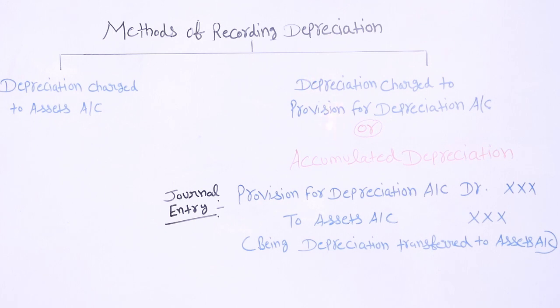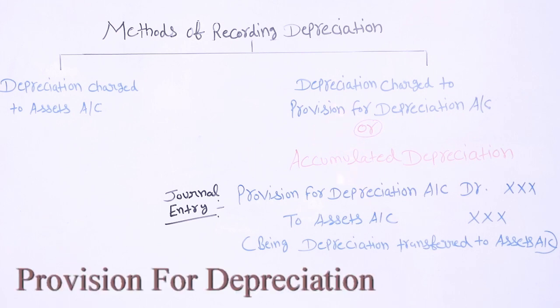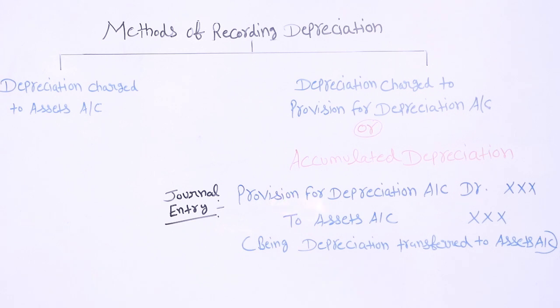However, when an asset is sold or discarded, the total accumulated depreciation for that asset is transferred to the credit side of the assets account with the help of the following entry. So this will be the entry: provision for depreciation account debit to assets account, being depreciation transferred to assets account. So this we will understand in the question.